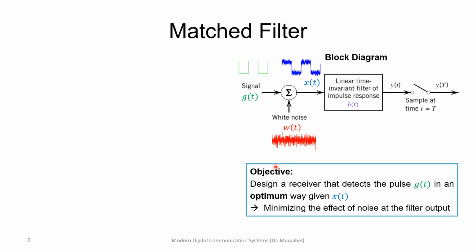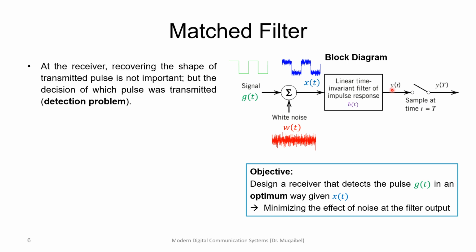So our objective is to design a receiver that detects the pulse g of t in an optimum way, where the given is the signal corrupted with noise, the blue signal. Or alternatively, our objective is to minimize the effect of noise at the output of the filter. We'll spend some time showing that this is really a matched filter.